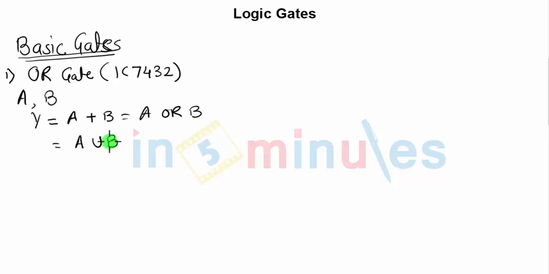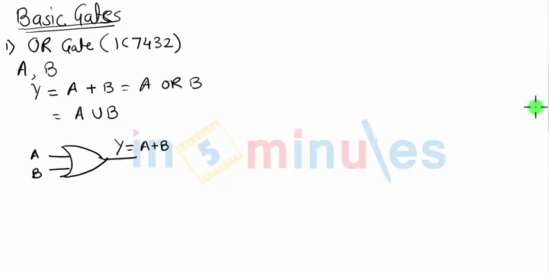We'll see the logical symbol. Symbol for the OR gate is like this: two input lines A, B. This symbol in digital is known as OR gate. Therefore Y is equal to A OR with B. If you are going to see the truth table for the OR gate, it is like inputs, output expected, where inputs are 2, A, B, and output is given as Y is equal to A OR with B.